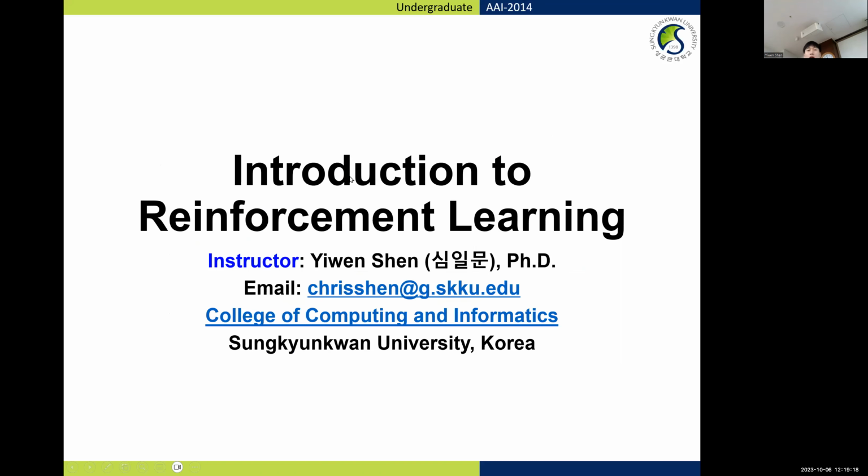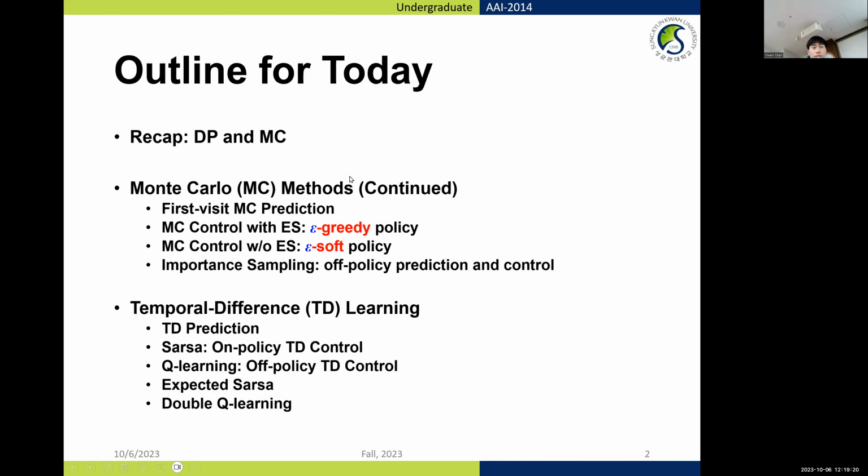Now let's go back to our lecture. The outline for today: we're going to review DP and MC. In the last lecture, we finished Monte Carlo methods up to importance sampling, so we will review from the beginning and reach that part. After that, we will learn temporal difference learning, TD learning for short. In TD learning, we have a lot of subtopics.